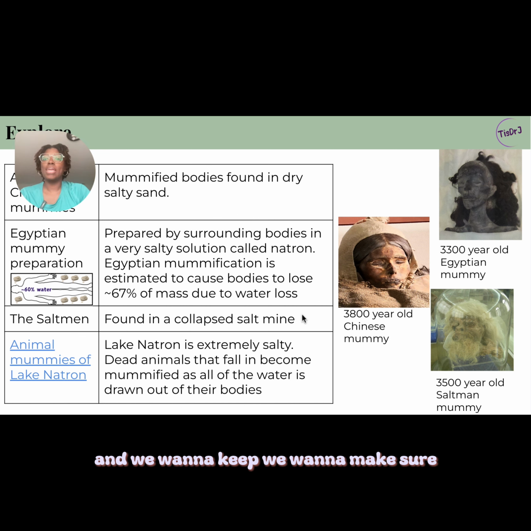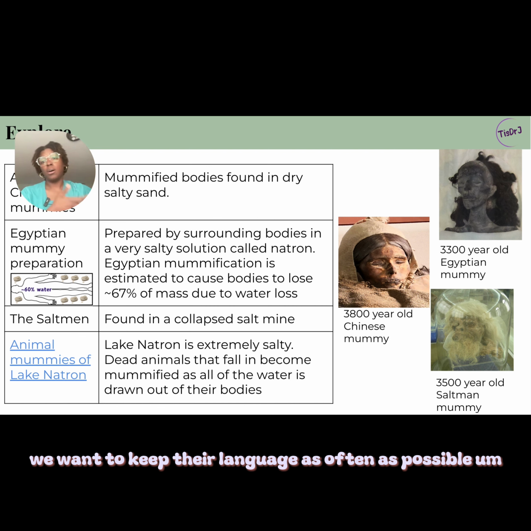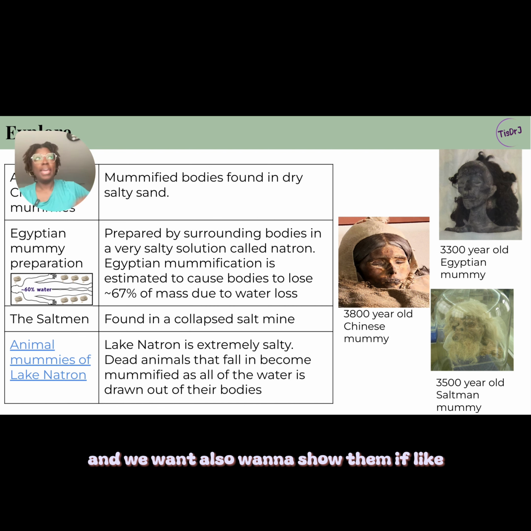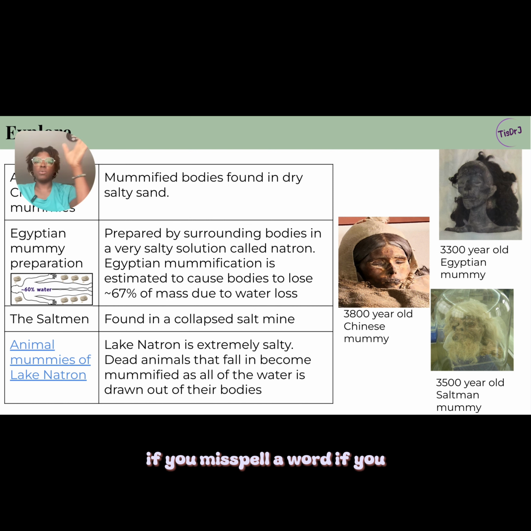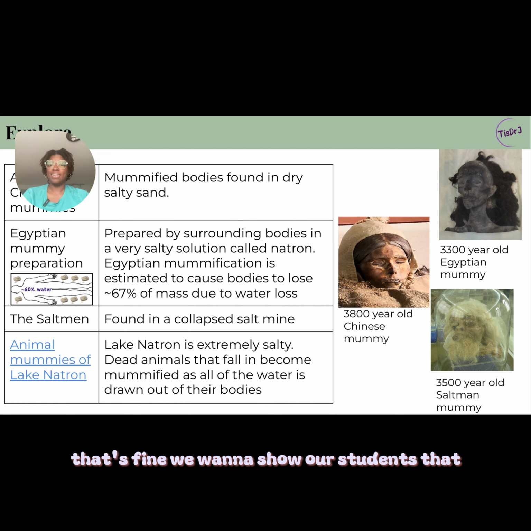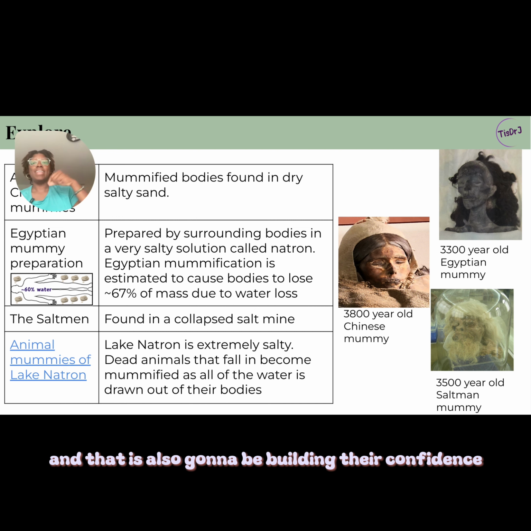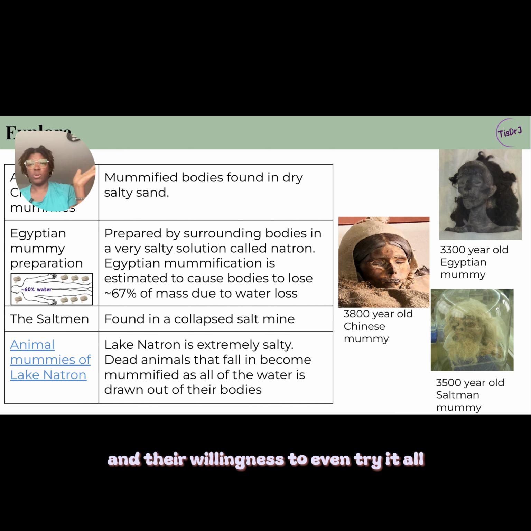And we want to make sure we're writing down what students are saying. We want to keep their language as often as possible. And we also want to show them that if you're not necessarily comfortable with something, if you misspell a word, if you misread some data, that's fine. We want to show our students that mistakes are just a part of the learning process, that science is a practice of making mistakes and keeping going. And that is also going to be building their confidence and their willingness to even try it all.